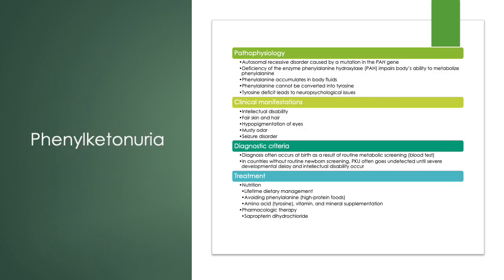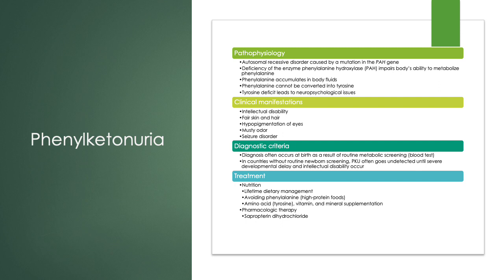Next, we'll talk about phenylketonuria, and this is an autosomal recessive disorder caused by a mutation in the PAH gene. PAH is for phenylalanine hydroxylase. The phenylalanine hydroxylase gene does produce phenylalanine hydroxylase enzymes, and these enzymes metabolize or break down phenylalanine. So, when we don't have this enzyme available, PAH, we have phenylalanine that accumulates in the body fluids. Well, normally, if it's not broken down, it cannot be converted into tyrosine.